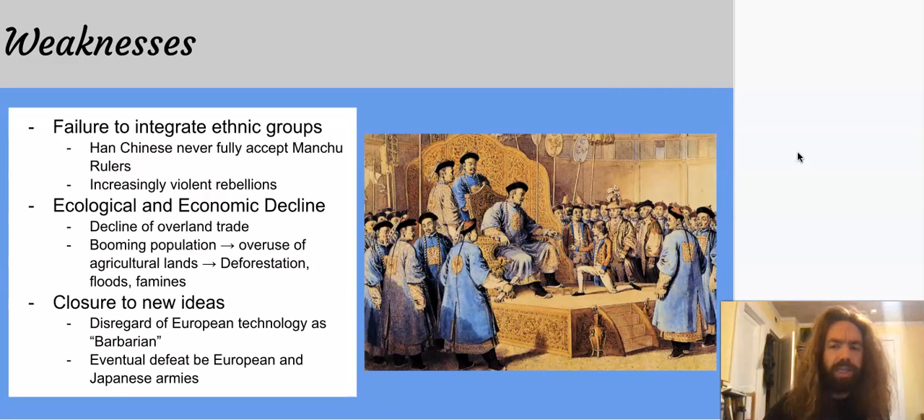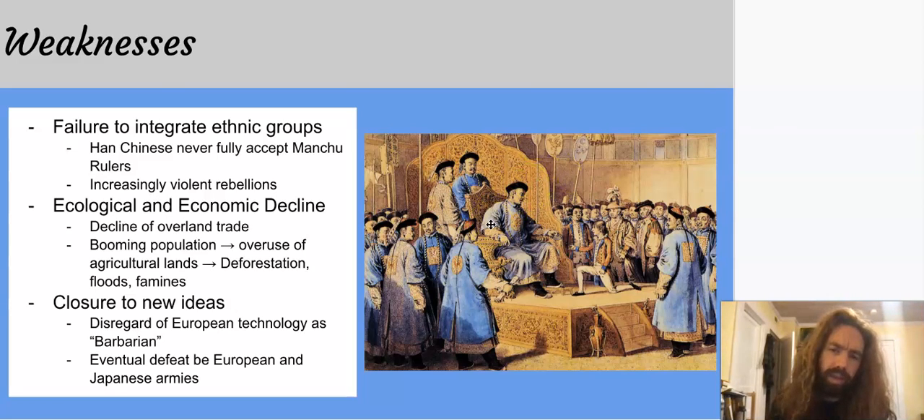And last of all, the Qing Dynasty was not particularly open to new ideas. Most notably, they regarded Europeans as barbarians and were distinctly uninterested in European technology. The Europeans, if they wanted to trade at all, were required to bow before Chinese representatives in a ritual known as kowtowing. You can see a depiction here of a tiny European kowtowing before a Qing official.